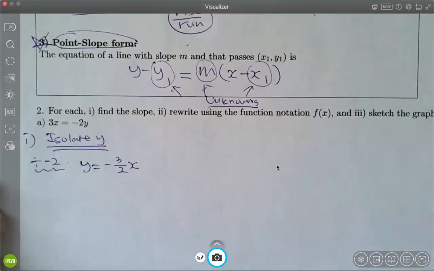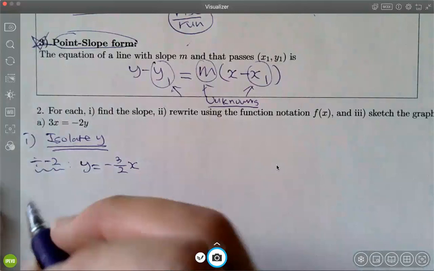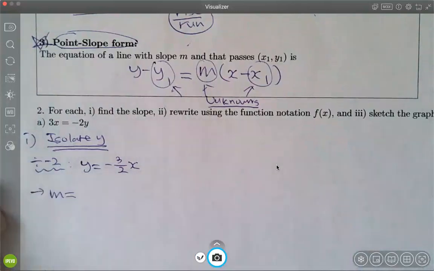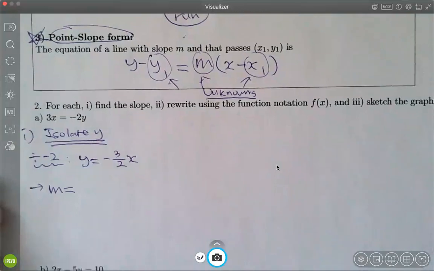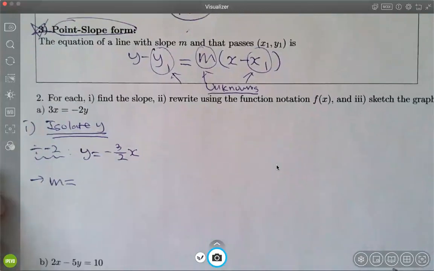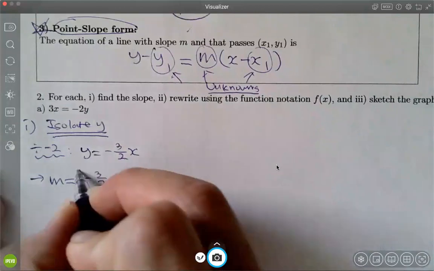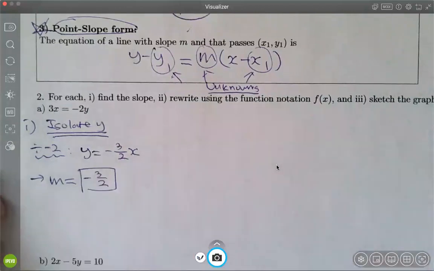Okay, so can you see the slope from here? What's the slope? -3/2, yes. Sometimes people say slope is equal to -3/2 x, but remember slope is the value, it's a number, so it shouldn't have any x or variable.